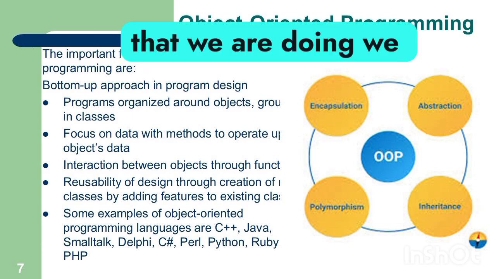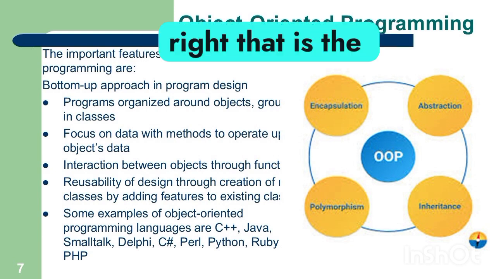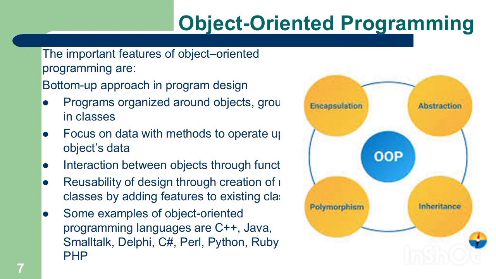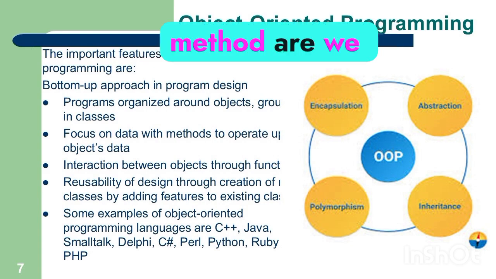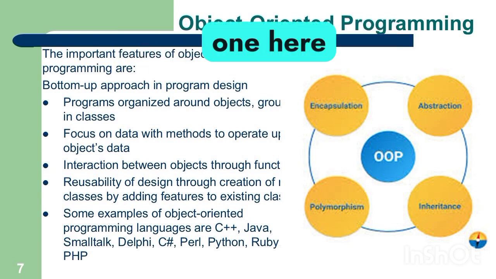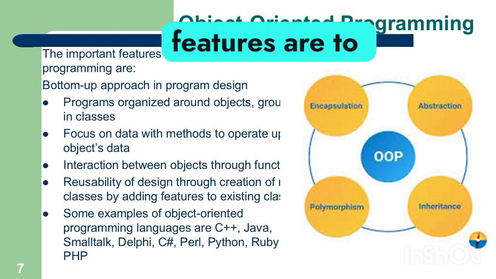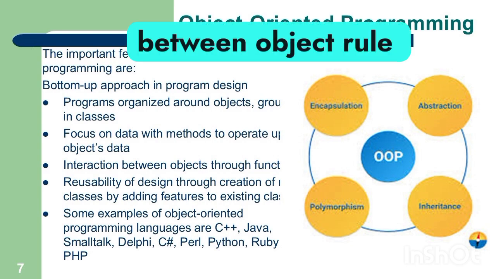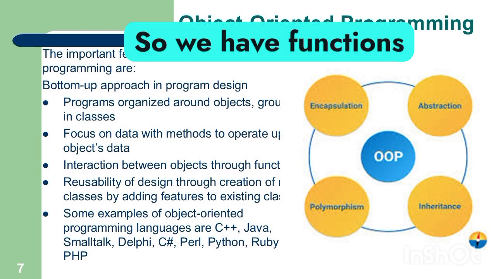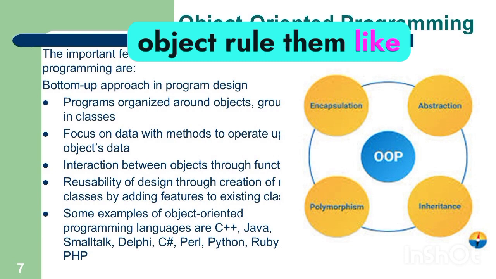Remember, everything that we are doing, we are doing on an object. This object has properties, right? That is the features. So how this object behaves is the method. Are we together? It is the method. So the third one here is what? These object-oriented features are to interact between objects through what? Through the functions. So we have functions that we are going to use to interact between these objects.